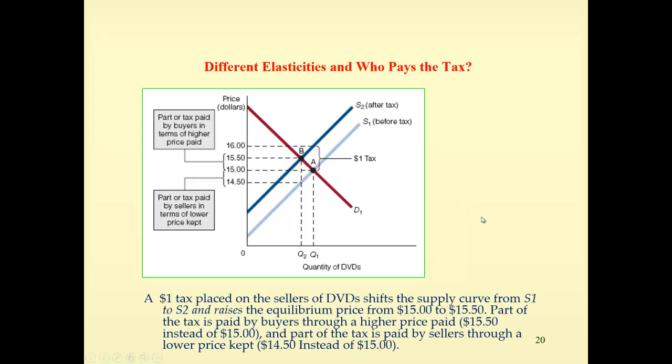So let's say this is a DVD and a $1 tax is placed on sellers of DVDs, shifting supply from S1 to S2 and raising the equilibrium from 15 to 15.5. Part of the tax is paid by buyers through the higher price paid, which is 15.5 instead of 15. Part of the tax is paid by sellers through a lower price kept, 14.50 instead of 15.